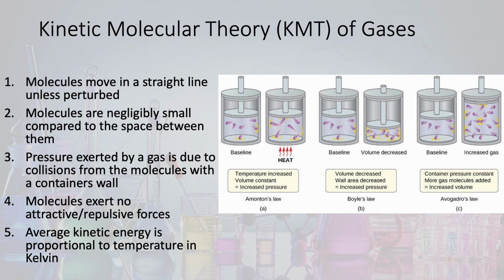So the kinetic molecular theory of gases essentially breaks down many of the rules we've been talking about and the way we've been describing how gases behave down to the idea that the things we're observing, measuring, calculating are all due to molecules of gas moving around, right? The kinetic molecular theory of gas, or KMT as I will refer to it from now on, basically has 5 principles, right? So the first, molecules move in a straight line unless perturbed, right?